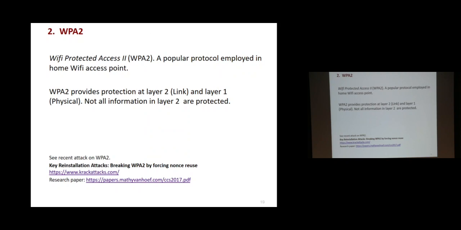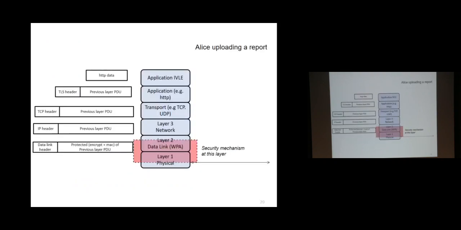So WPA2 is another protocol used to protect home Wi-Fi and even enterprise Wi-Fi. In the home, usually we use WPA2 personal. In an environment like NUS, we use the version called enterprise. So where does WPA work? It protects this layer.